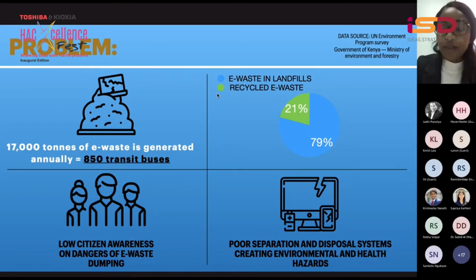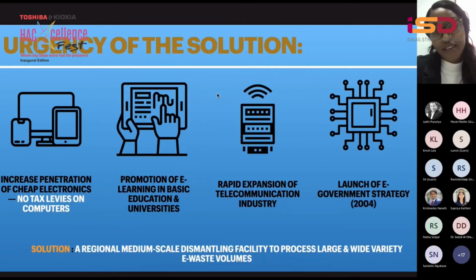The problem is expected to grow further, judging that we are in a pandemic season, and the pandemic has made us all work virtually, hence increasing the penetration of electronics in the region, as well as promotion of e-learning in basic universities and education institutions, and the rapid expansion of telecommunication industries, and the launch of e-government strategies, and here in Kenya, which started in 2004.